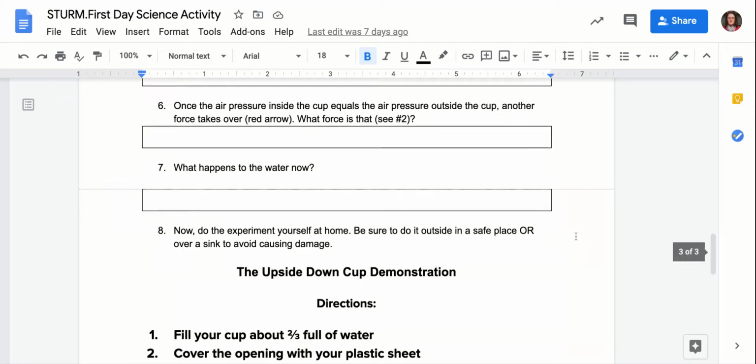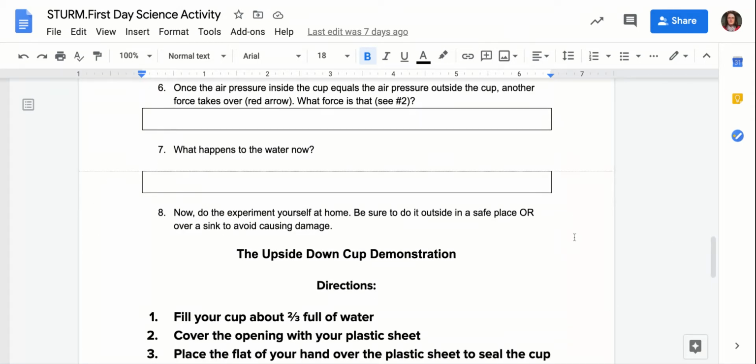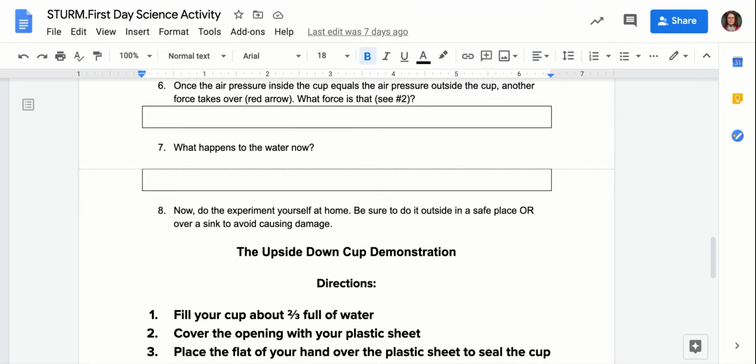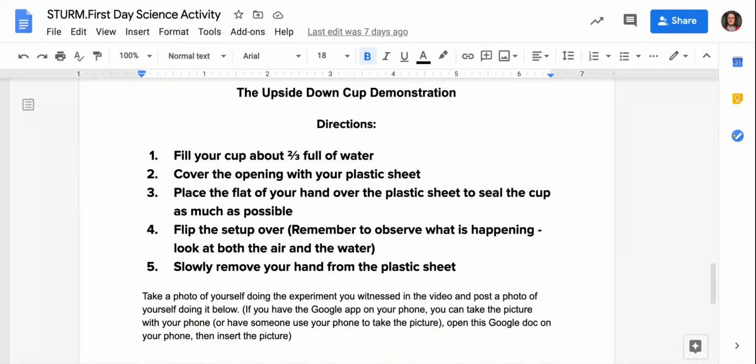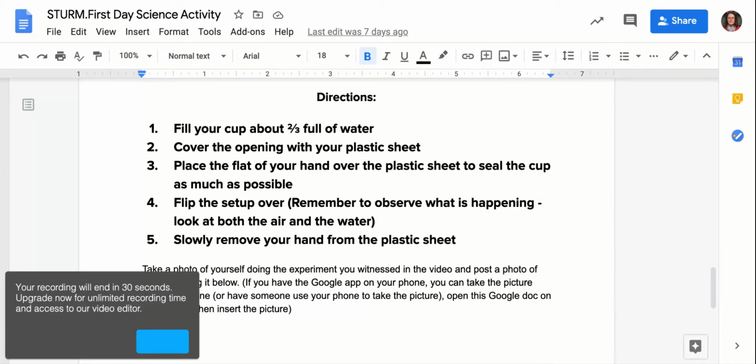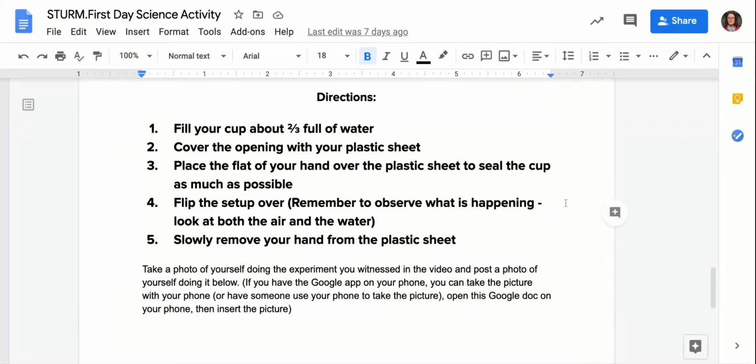If you can, this is optional. You do not have to do this. Do the experiment by yourself at home. You can use an index card or piece of plastic or heavy cardstock. Find a cup, put some water in it, flip it upside down. Does it work? And here's the directions. If you can't do it, if you don't have the materials, that's fine. You won't get any points off for that.